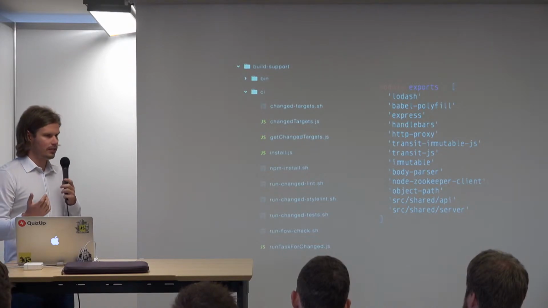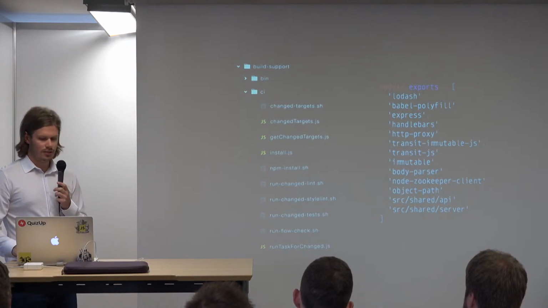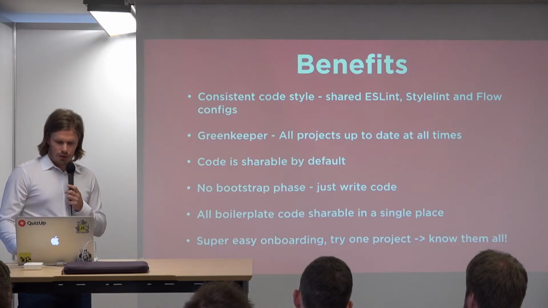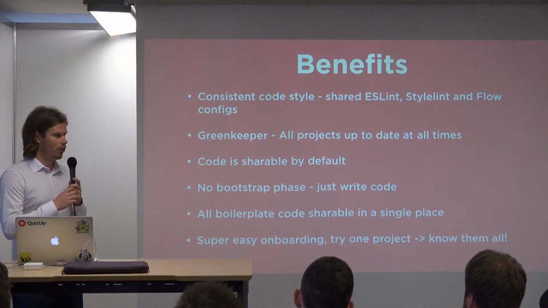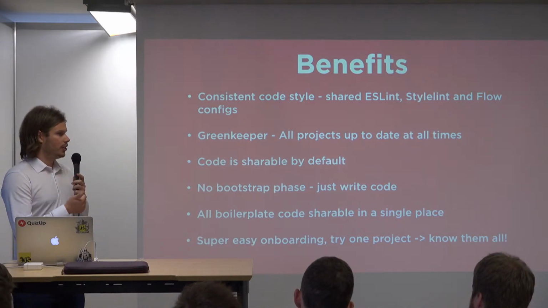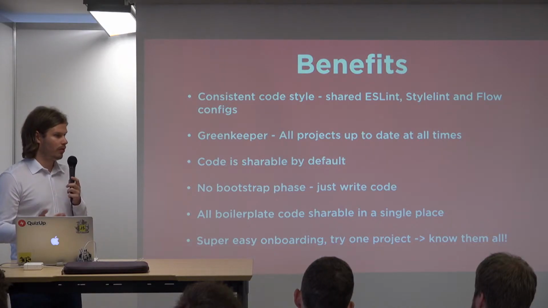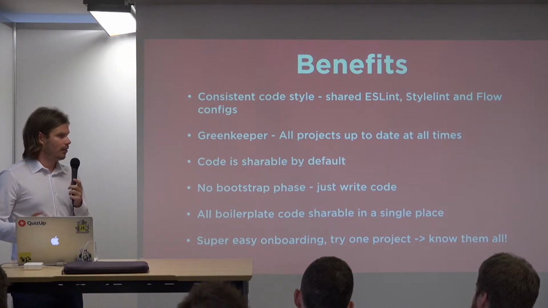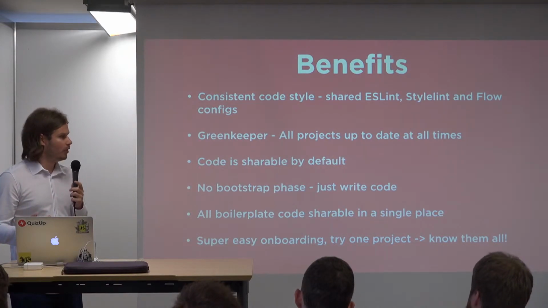So it's that simple. You only have to read your git diff and check for these things. It's not more than that. So the benefit that we get from this is that now we have consistent code style throughout all of our web projects. Because in our shared code, we have ESLint, StyleLint, Flow configs, Babel configs, and Webpack configs. And these are all shared through all services, so they all run exactly the same.